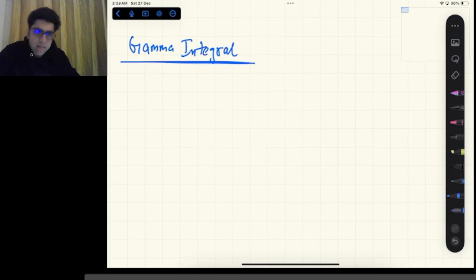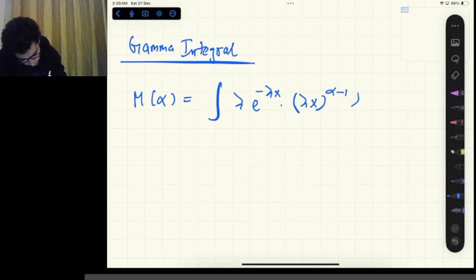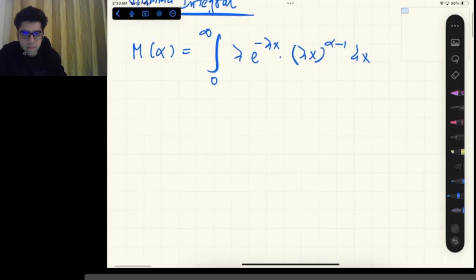I have explained this in one of my previous videos, but I want to discuss the gamma integral again so that you guys know what I'm doing. So this is the gamma integral basically. The gamma integral is lambda e to the power minus lambda x into lambda x to the power alpha minus 1. This is a kind of gamma integral, right?